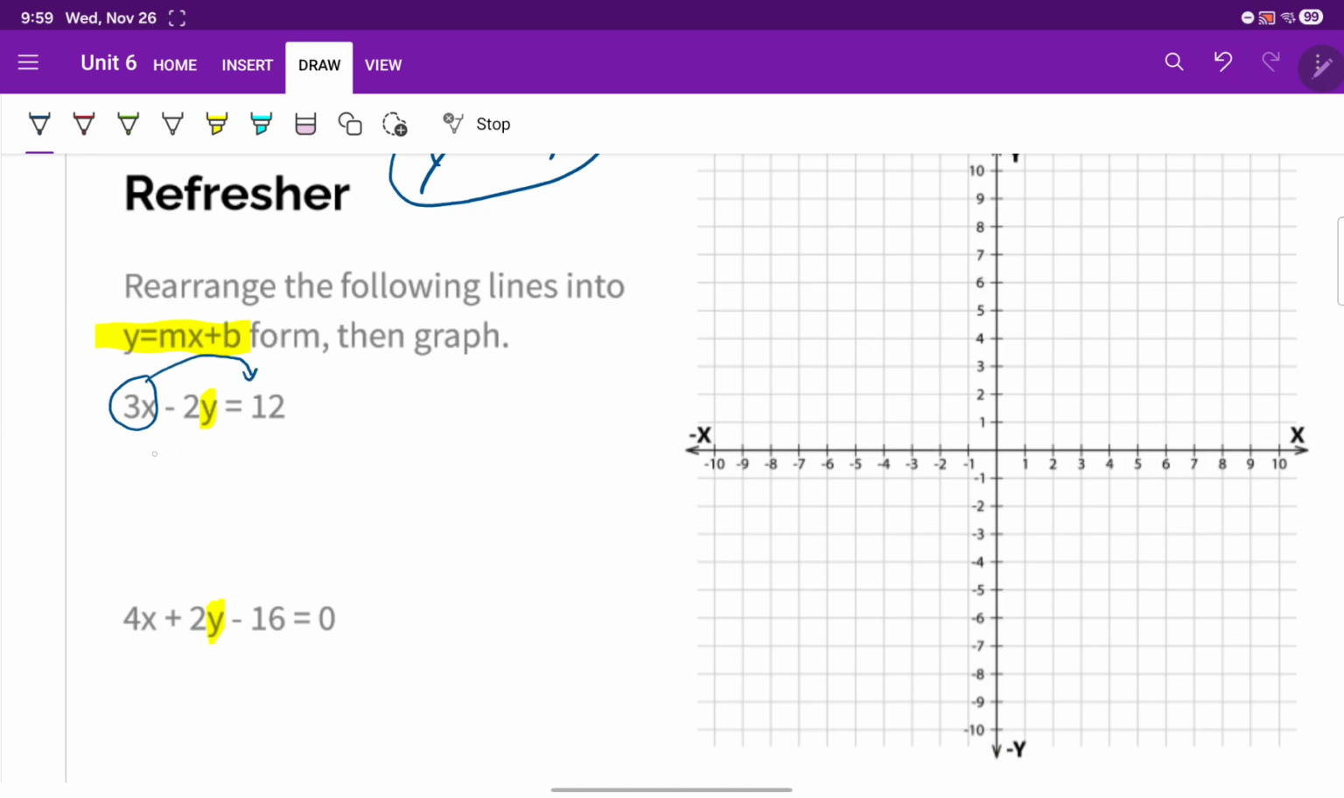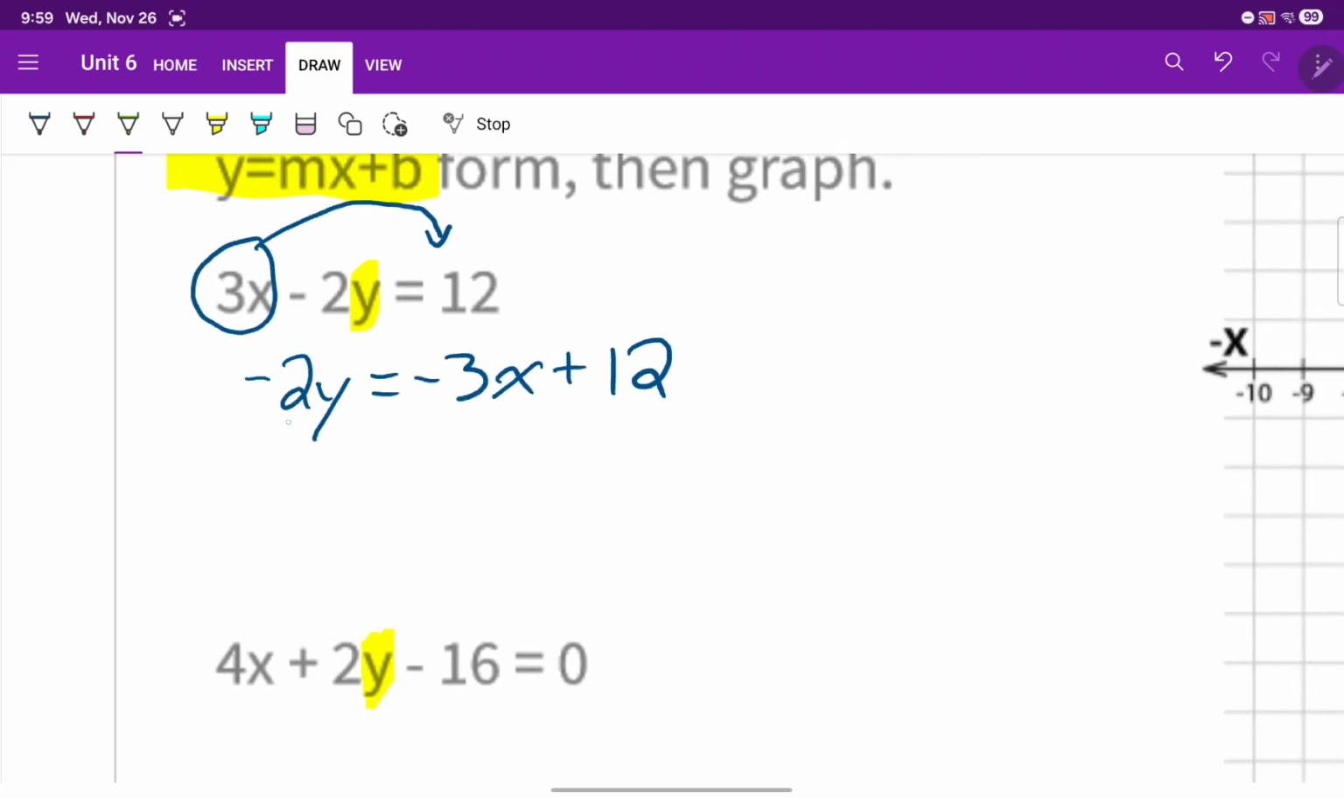My y stays where it is, so that stays as minus 2y. I did not change that. I did not move that. Equals my 3x changed sides. So when it changes sides, it changes signs. So that becomes negative 3x. And my 12 didn't move, so it stays as a plus 12, or positive 12. My next step here is I need to get rid of that negative 2 in front. So what I'm going to do is divide every single thing here by negative 2.